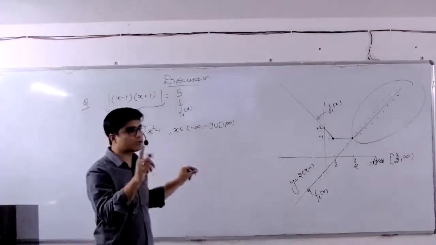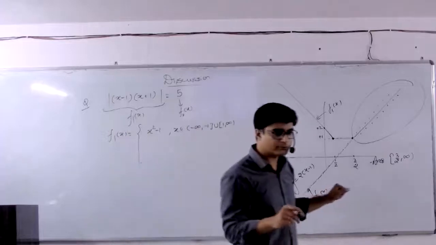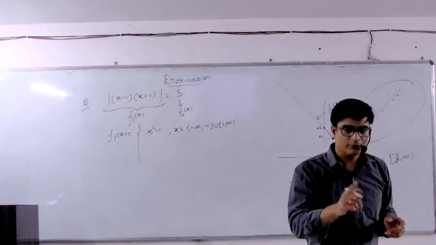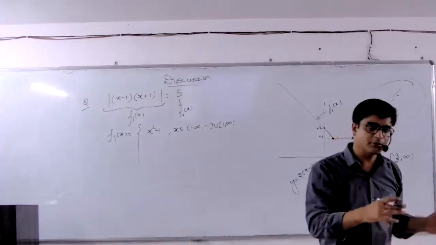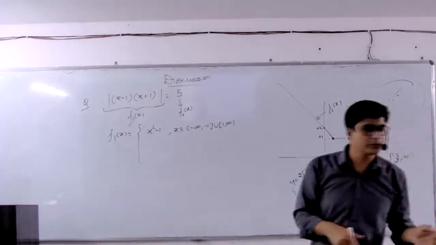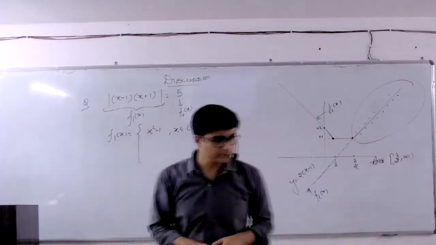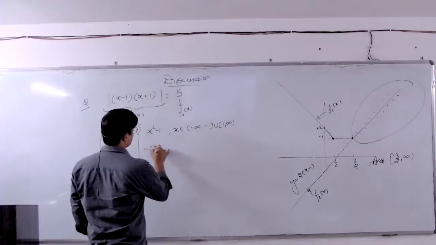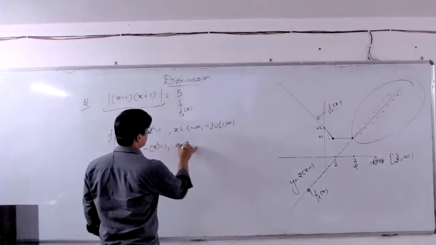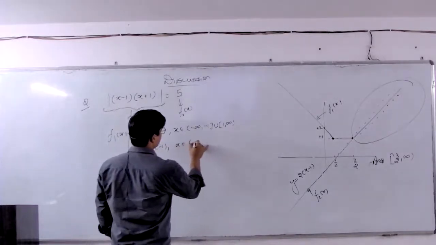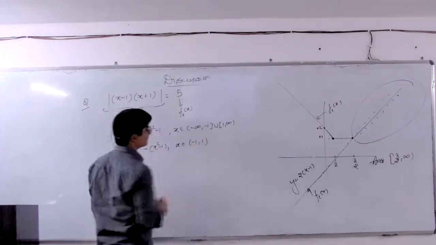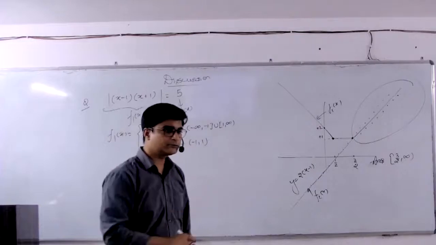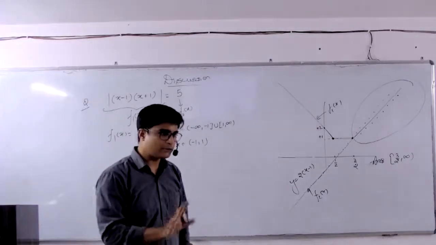That means x square minus 1 must be positive. So (x plus 1) into (x minus 1) is greater than or equal to 0. By the wavy curve method, x is an element of minus infinity to minus 1 union 1 to infinity. And minus of (x square minus 1) when x is an element of minus 1 to 1. Can we solve this part?